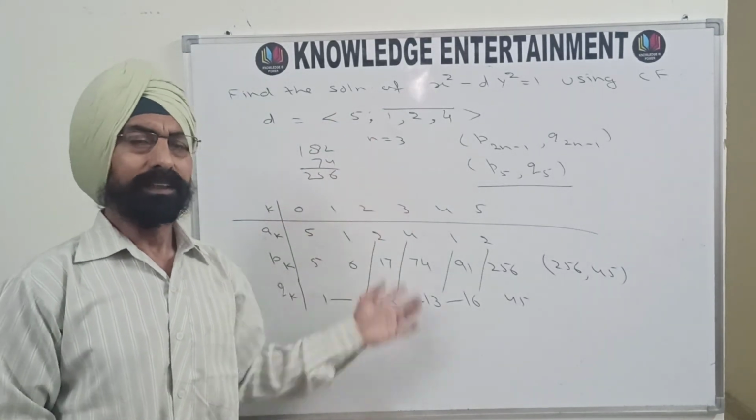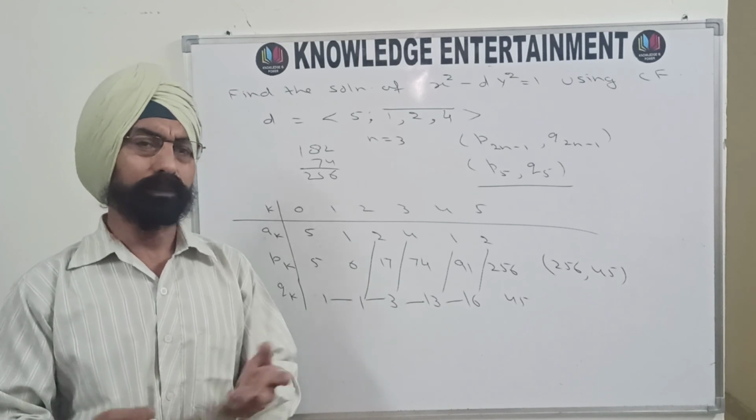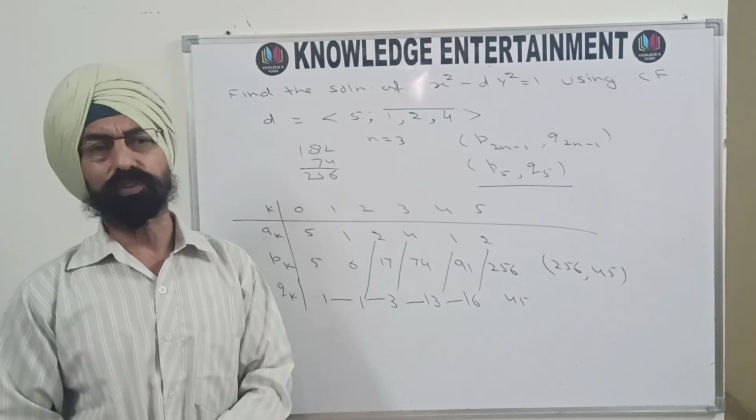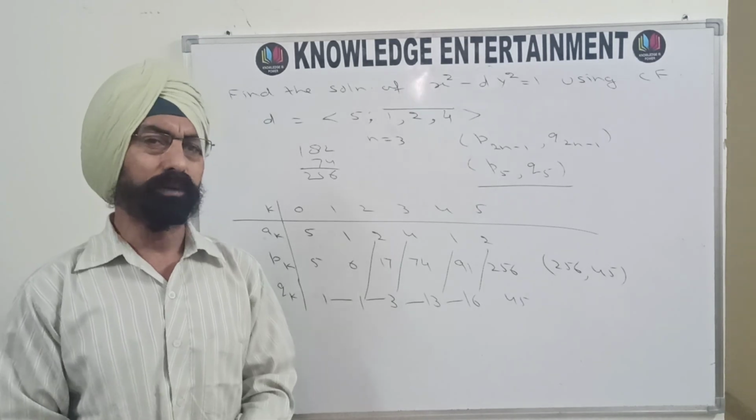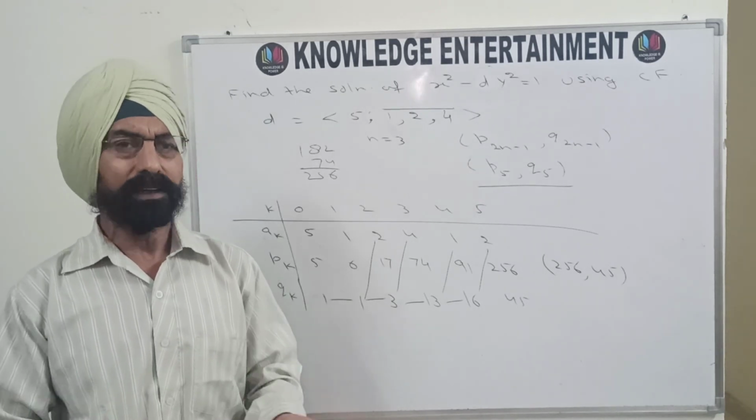So with these solutions of Pell's equation, I am going to end this chapter, continued fractions, here. In the next video we will meet with some other chapter of number theory, maybe Farey fractions.